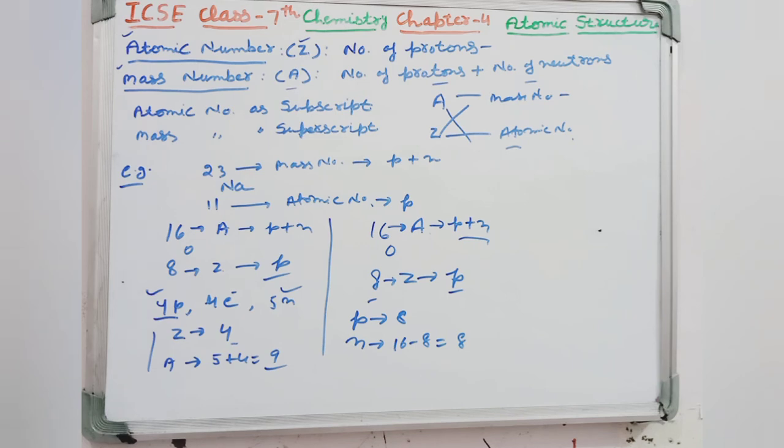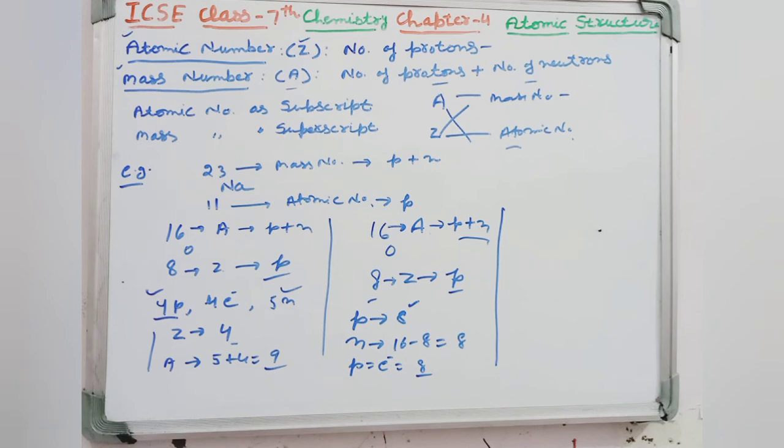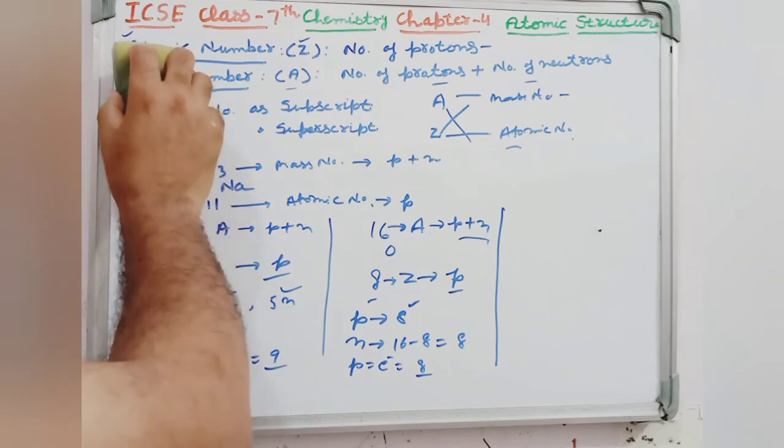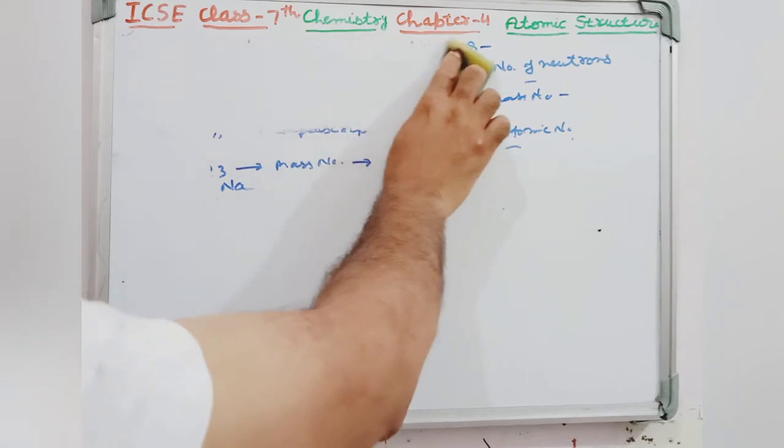Now the number of electrons: the number of protons is equal to the number of electrons, so if protons are 8, electrons will also be 8. In the same way, you can find out the answers of the remaining B, C, D and E. Right? Now we move on to the next portion of it.